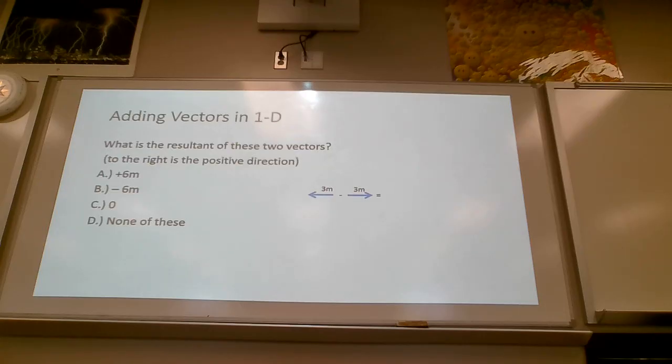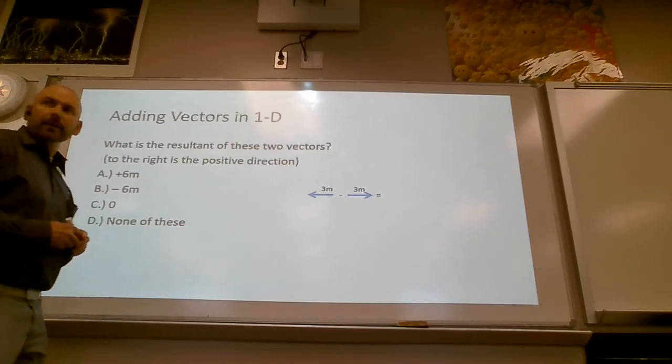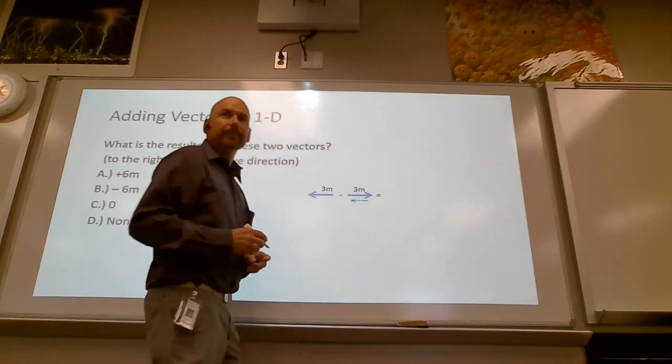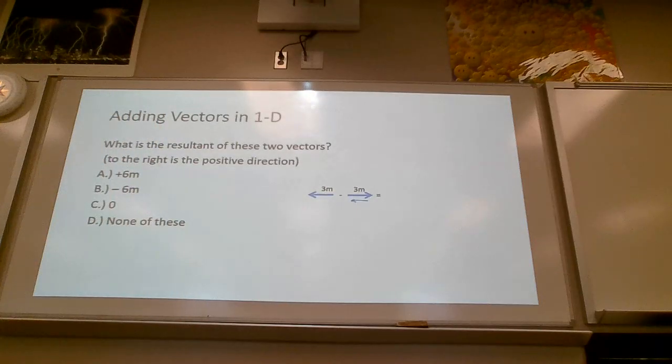Tell your neighbor. Correct answer is B. Okay, we're going to make this one flip. 3 to the left plus 3 to the left gives you 6 to the left. Good?